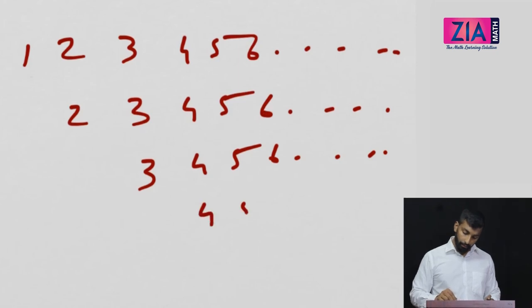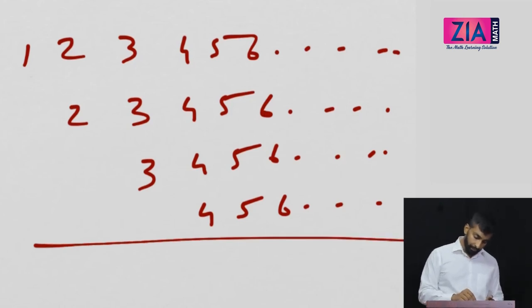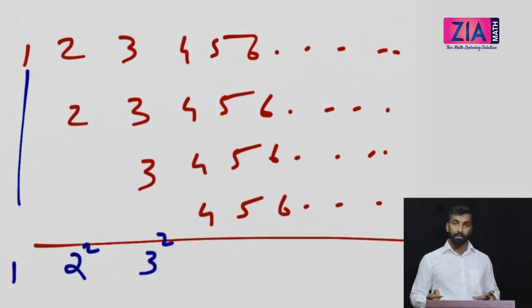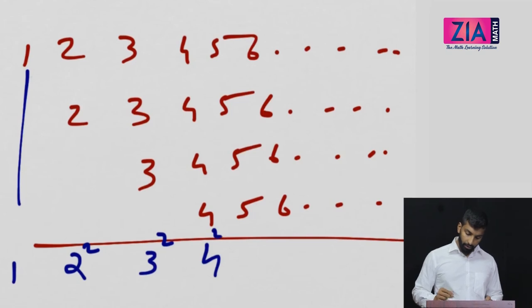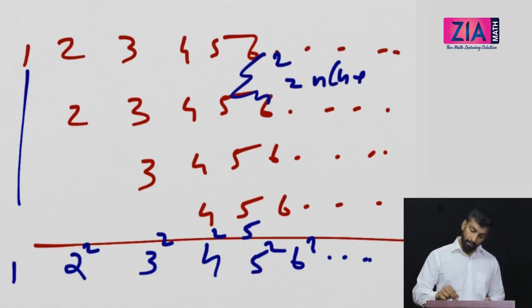Another will write 4, 5, 6, etc. So finally, if you take the sum, what will be the sum? Here it is 1, here it is 2 into 2, that is 2 square, here it is 3 times 3, that is nothing but 3 square, this is nothing but 4 square, that will be 5 square, 6 square, etc. This is nothing but sigma n square. So n into n plus 1 into 2n plus 1 divided by 6.